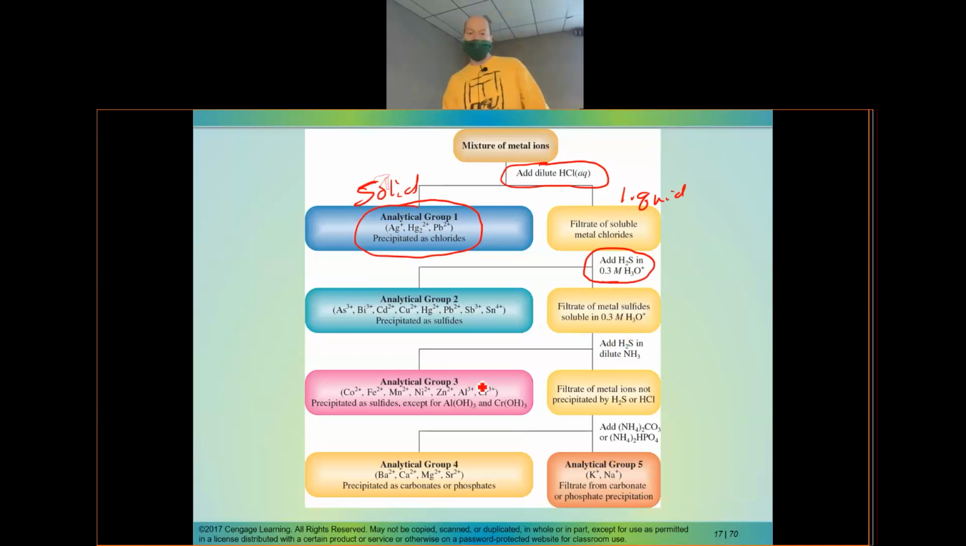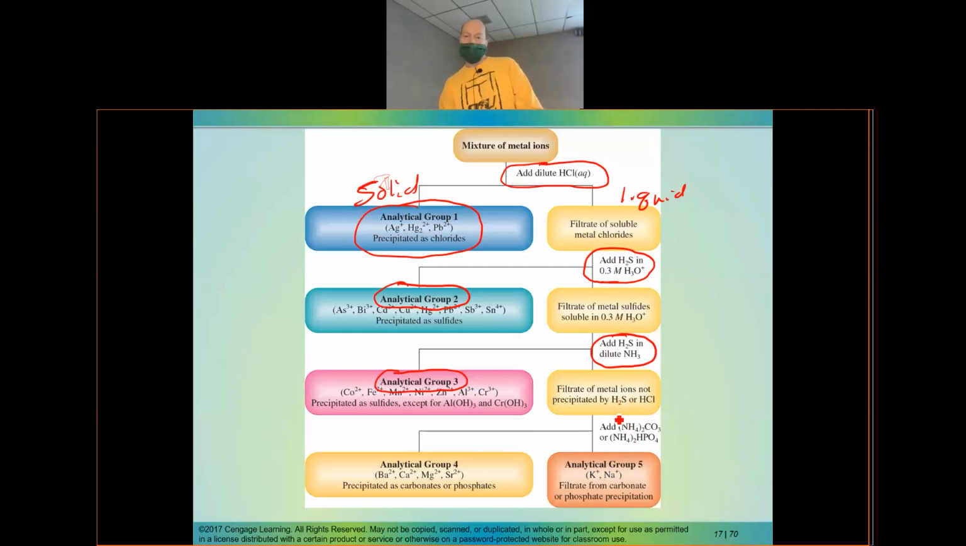Then you're going to add H2S in 0.3 molar H3O plus, less than a pH of 1, very acidic. Then you're going to precipitate out group 2. You do not need to know the members of group 2. You just need to know that that is group 2. Then you're going to add NH3 to increase the pH. If anything precipitates, that is group 3. You don't need to know the members of group 3, you just need to know that that is group 3.